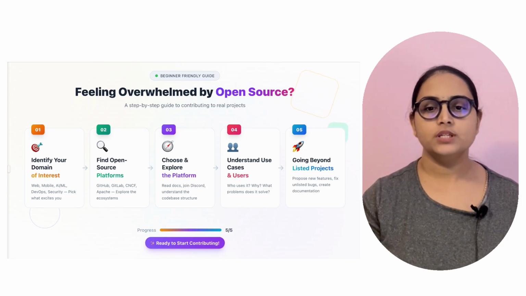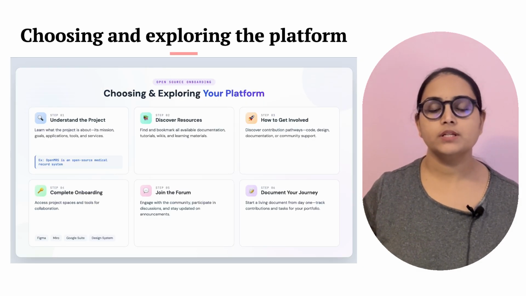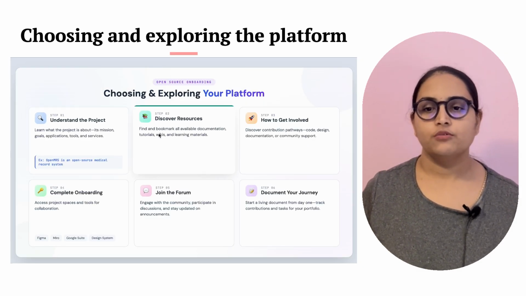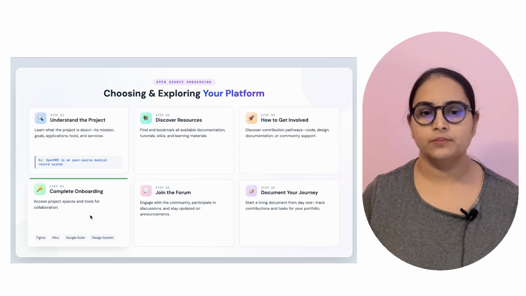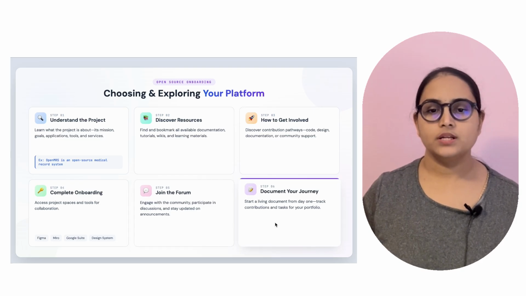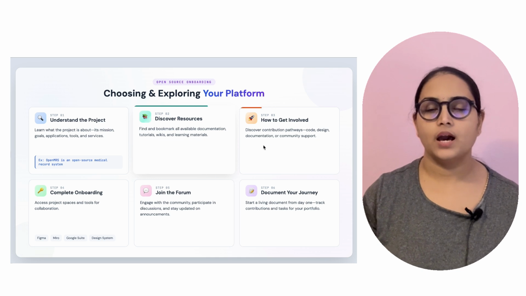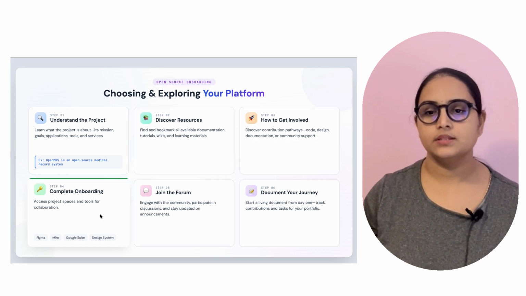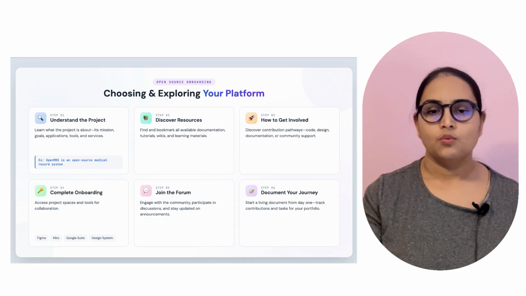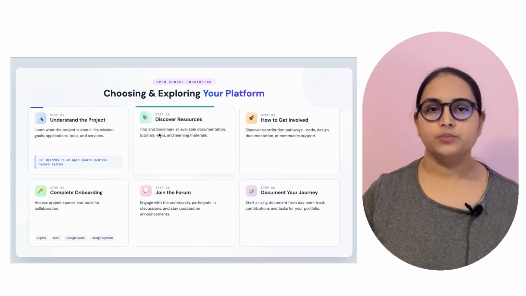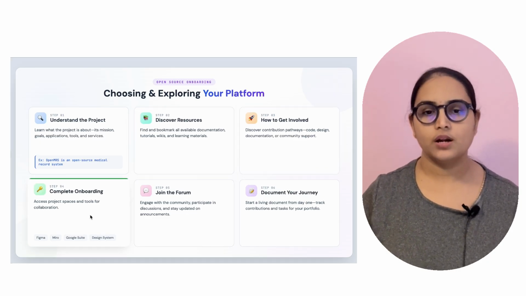Step 3. Choosing and exploring the platform. I'm interested in health tech, so I'm exploring the list of projects from this GitHub repo. You can find the GitHub repo link in the description. What you need to understand about the project is, what is the project about? For example, I am exploring OpenMRS, so I need to learn about what OpenMRS is. What are the list of projects, which means applications, tools or services that you need to understand.